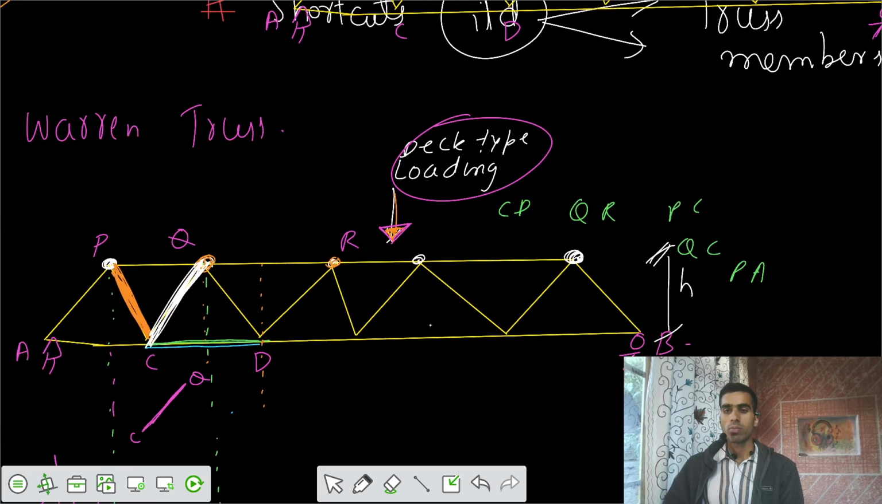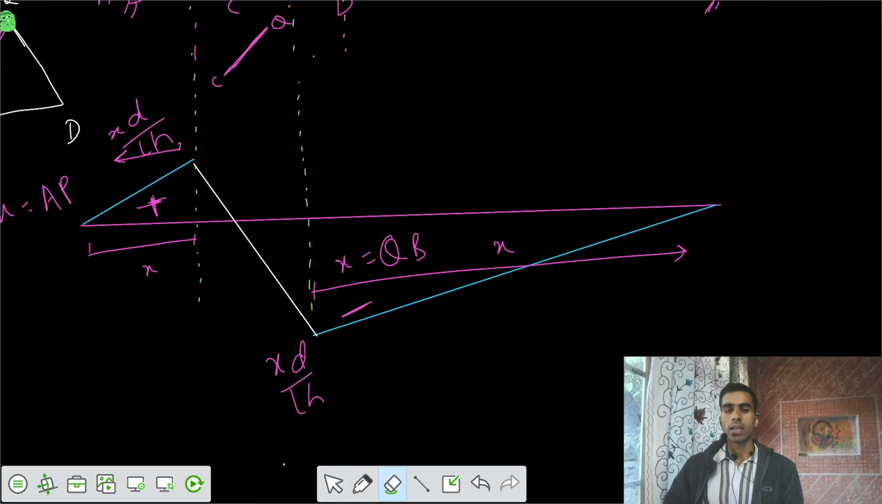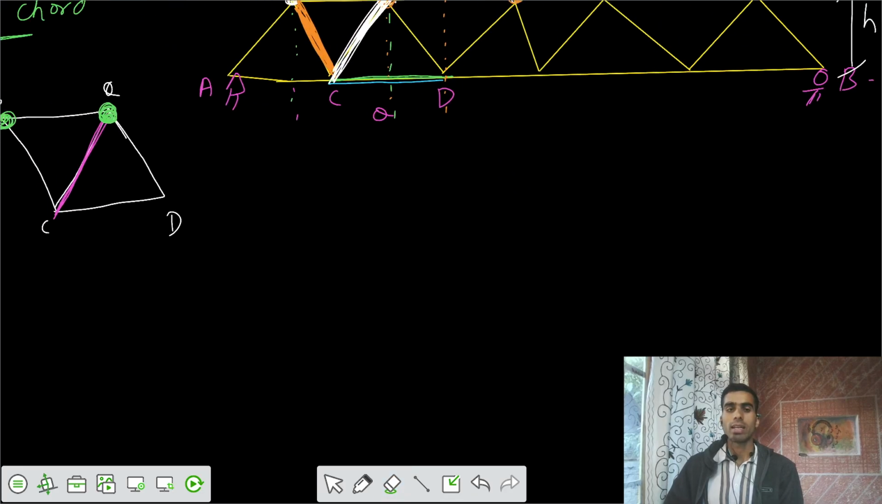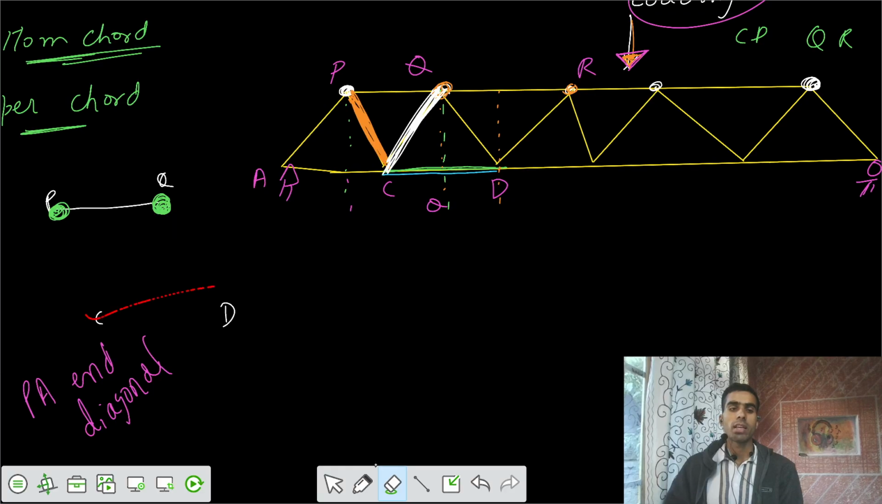Do we have any other thing? Member PA. Member PA is also a diagonal member, but the difference is that it's not an internal diagonal member, it's the end diagonal. We call it the end diagonal. So there is a difference between the internal diagonals, the internal web members, and the external web member. So let's take the member PA. So this is some PA.